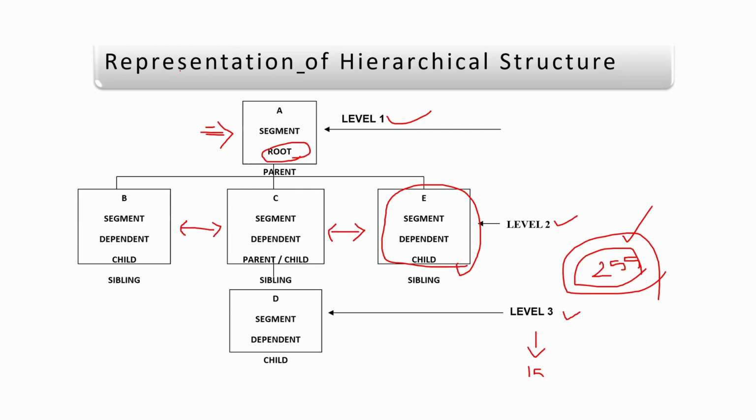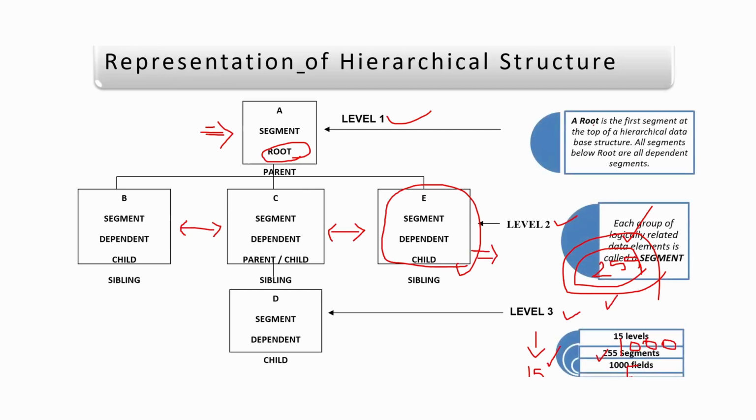You can have a maximum of 1,000 fields in the entire database. So you can see some definitions. A root is the first segment on the top of the hierarchical structure. All segments below the root are dependent segments. I can see a parent-child relationship. One child will have only one parent. So these are the maximums: 15 levels, 255 segments, 1,000 fields. 1,000 fields itself is more than enough. Beyond 1,000 fields is very difficult to make. In fact, people will never go beyond 25, 35 or 50 fields in a single DB.